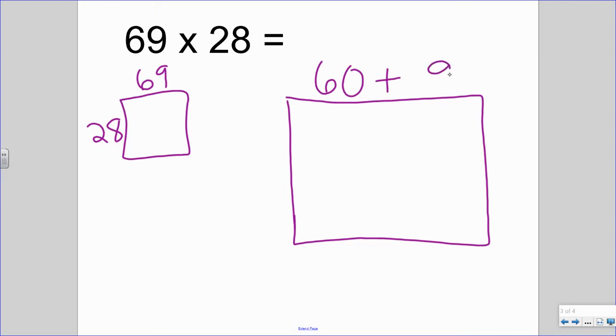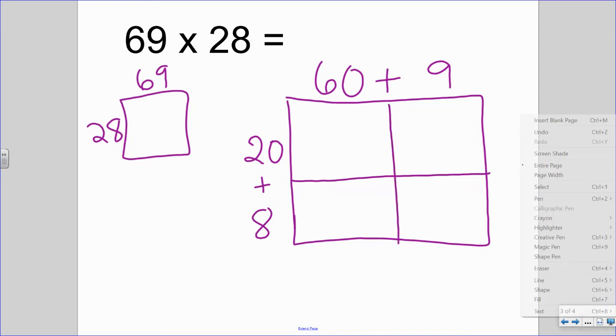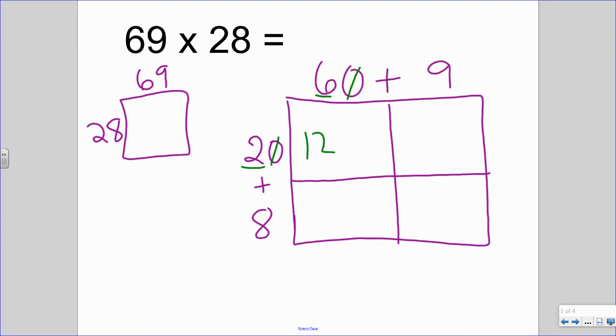69 is 60 plus 9. 28 is 20 plus 8. And now I just have 4 pieces that I need to work with here. So 2 times 6 is 12 with 2 zeros among both factors. That gets me 1,200. For this box here, it's going to be 20 times 9.